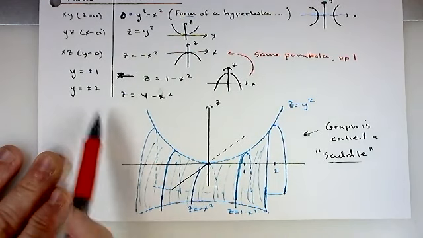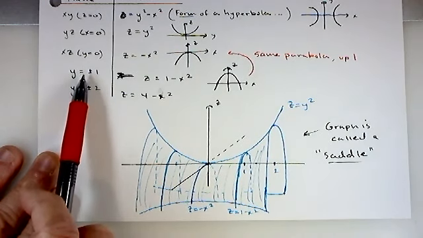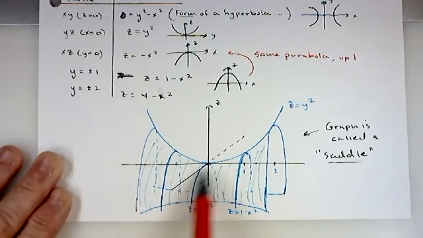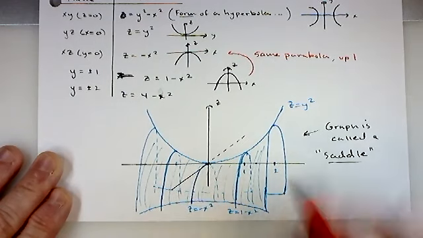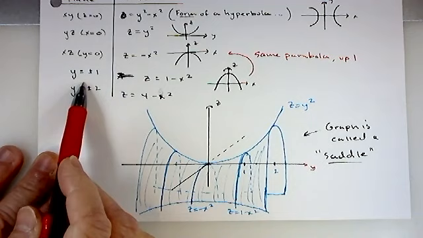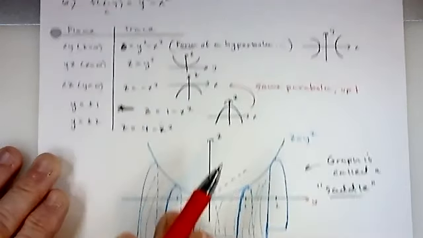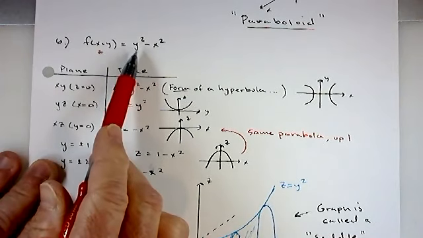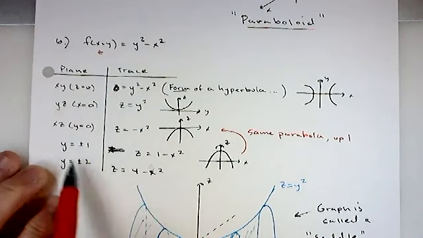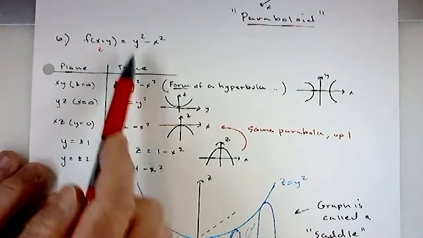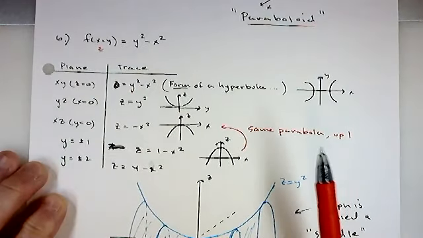Okay. Now, to do a couple more traces, what I decided to do was to move in the y direction, because it's really hard to do traces coming out in the x direction. That's not so easy to graph. So we moved in the y direction. This is the y-axis. And if I let y be plus or minus 1, or plus or minus 2, and again, how I'm getting these equations is I'm literally just putting these values in for y. I get z equals 1 minus x squared. And when y equals plus or minus 2, I'm getting z equals 4 minus x squared.